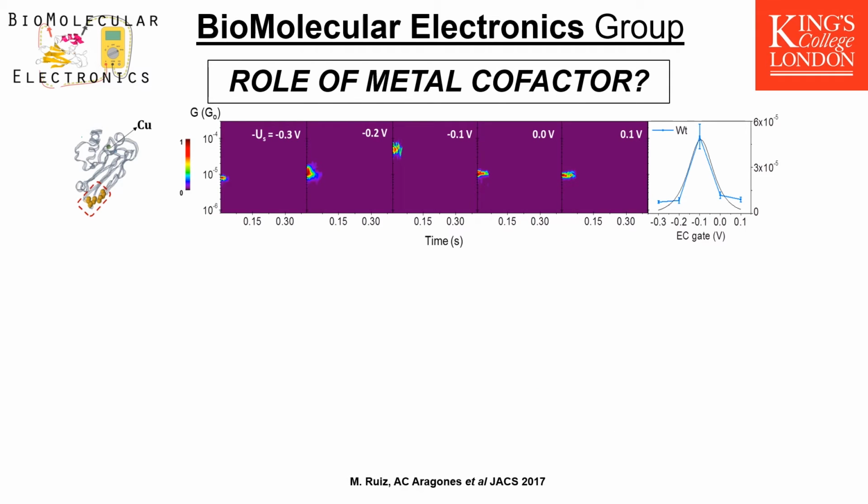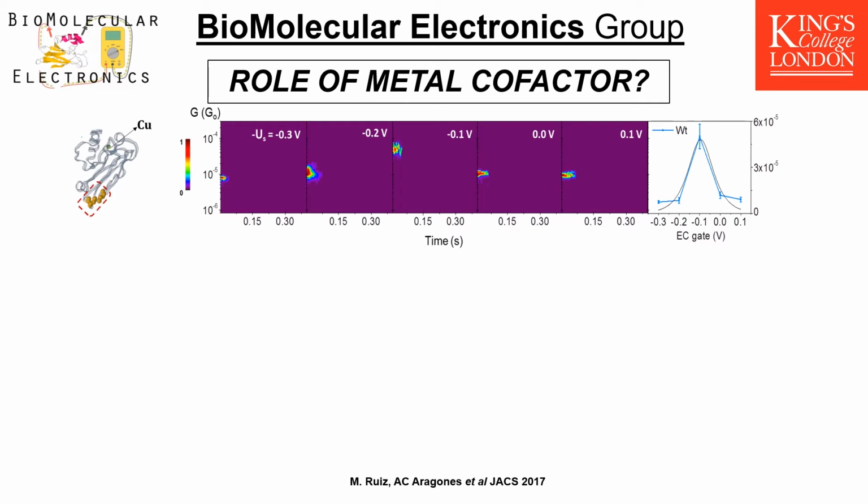Following the previous question, the second obvious question is, what is the role of the metal cofactor in these redox proteins? All redox proteins have a metal center that provides the redox activity to the protein. Now, in the case of copper arsenic, we have this copper atom in the center.